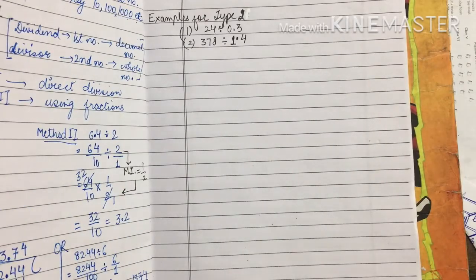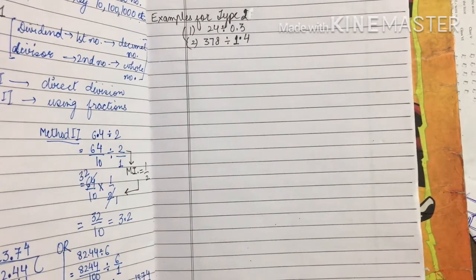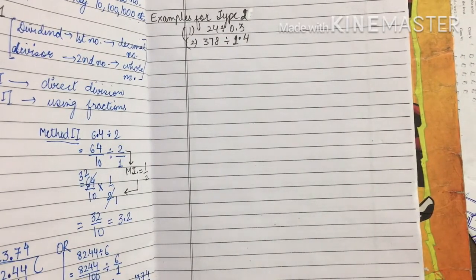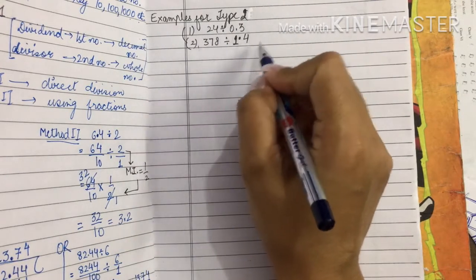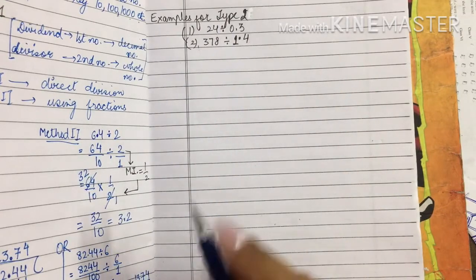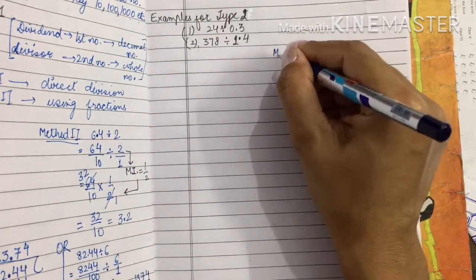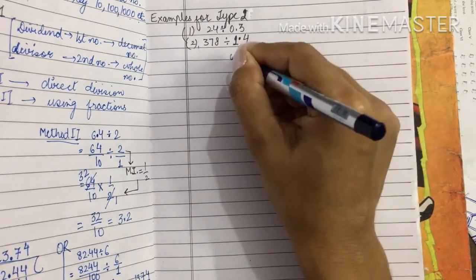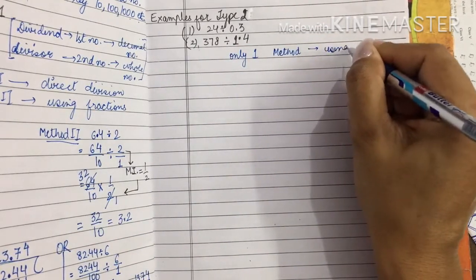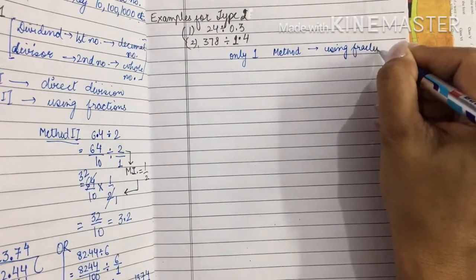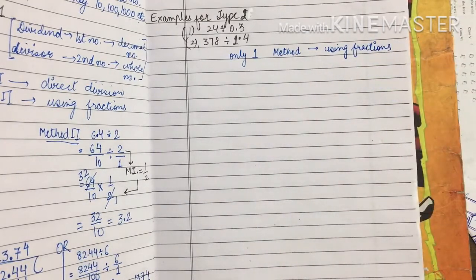Now these are the examples for the second type, where the first number is a whole number and the second number is a decimal number. In this case there is only one method, and that is using fractions. So let us see how we are going to do this.